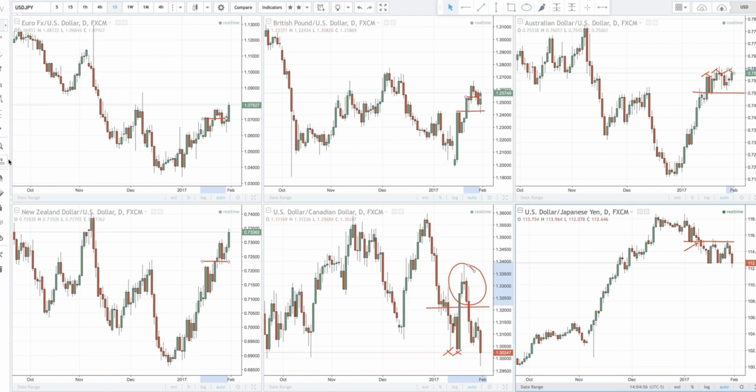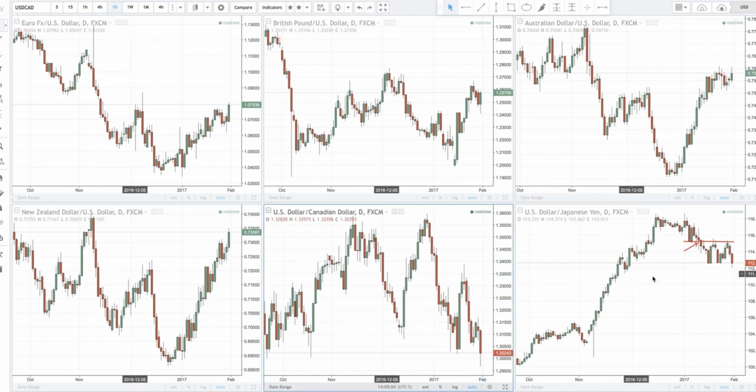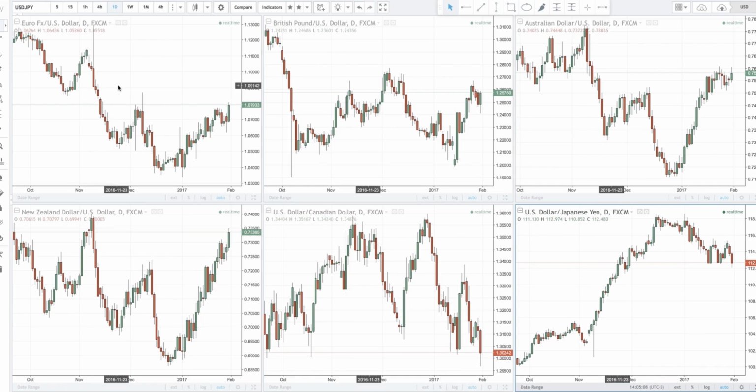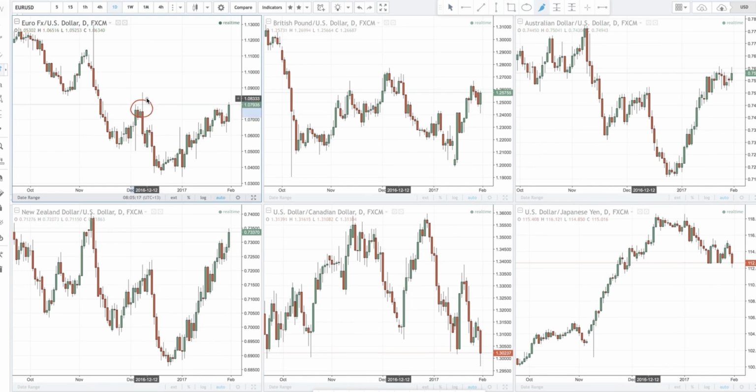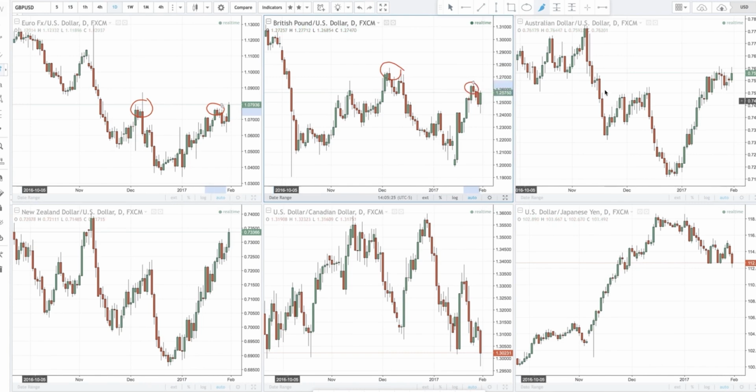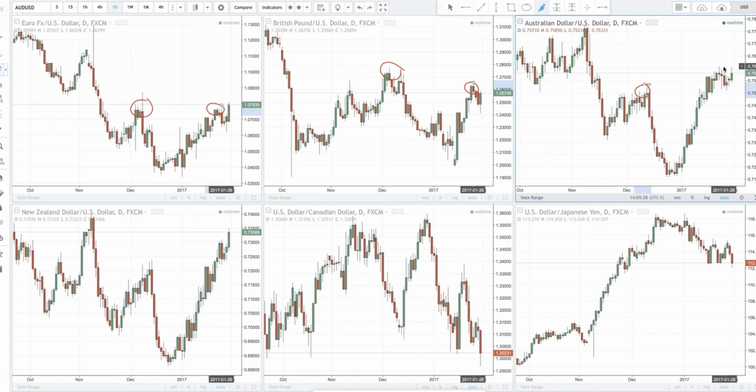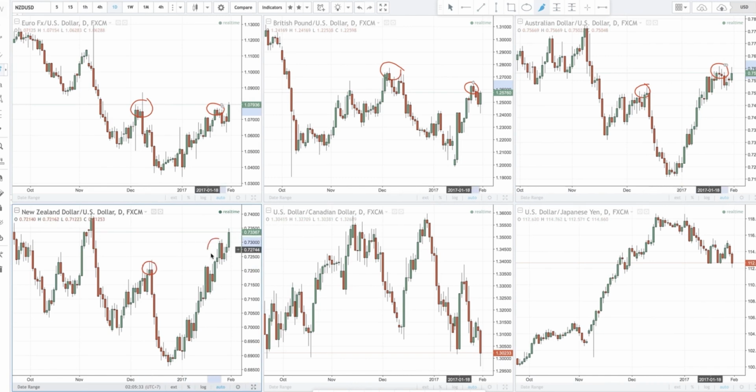Now that we've done all this information, let me clean all this up. We're going to go into our 4 hours to do some window shopping and see what's going on. Before I even go into the 4 hours, there are certain things catching my eye. Look at this high in December, and look at that high right now. Look at this high in December, look at this high right now. You're starting to notice a pattern?